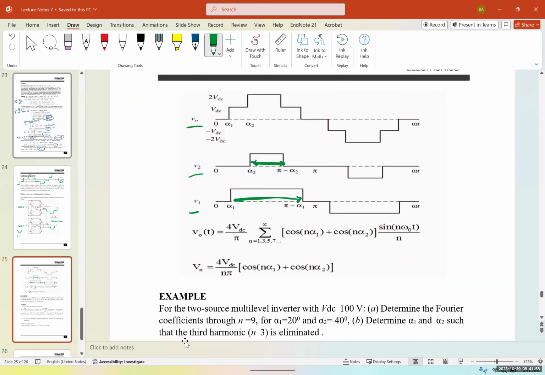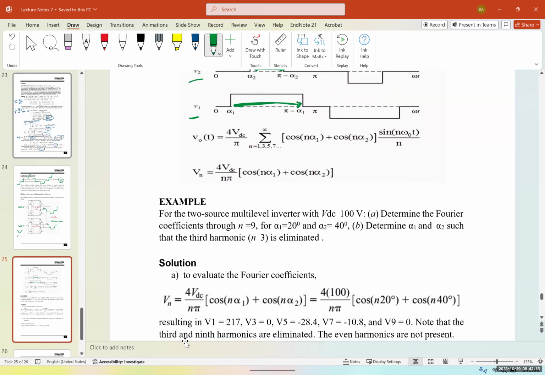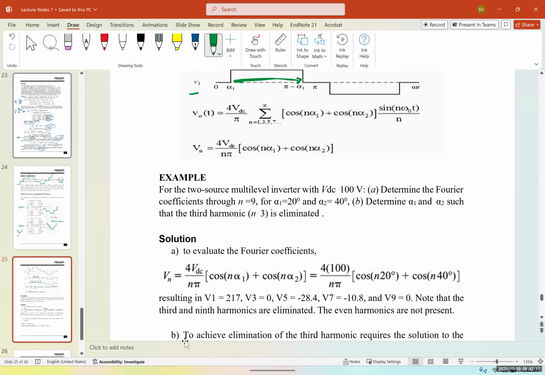So again, instead of having different voltages, another way is using a buck-boost variable converter, and therefore we can have different outputs. And if we solve it, V out of t is going to be 4 VDC over pi, the sigma of the output signal, which is again using Fourier series, and Vn would be 4 VDC over n pi, cosine of n alpha 1 plus cosine of n alpha 2. And by adjusting alpha 1 and alpha 2, we can adjust the levels of the voltage and therefore the output voltage for the nth harmonic.